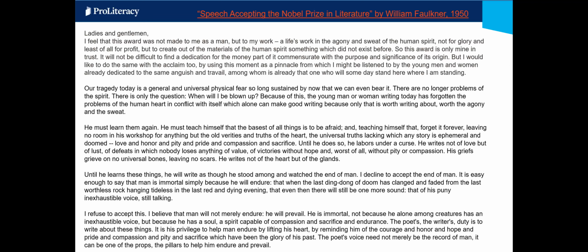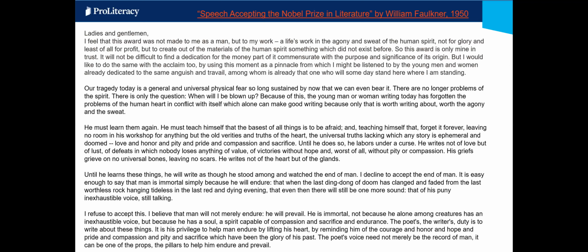So he must learn them again. He must teach himself that the basis of all things is to be afraid. And teaching himself that, forget it forever, leaving no room in his workshop for anything but the old verities and truths of the heart, the universal truths, lacking which any story is ephemeral and doomed. Love and honor and pity and pride and compassion and sacrifice. Until he does so, he labors under a curse. He writes not of love, but of lust, of defeats in which nobody loses anything of value, or victories without hope, and worst of all, without pity or compassion. His griefs grieve on no universal bones, leaving no scars. He writes not of the heart, but of the glands.